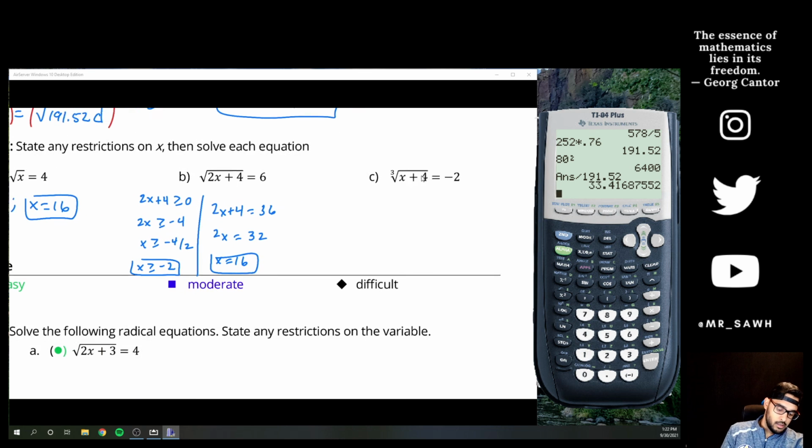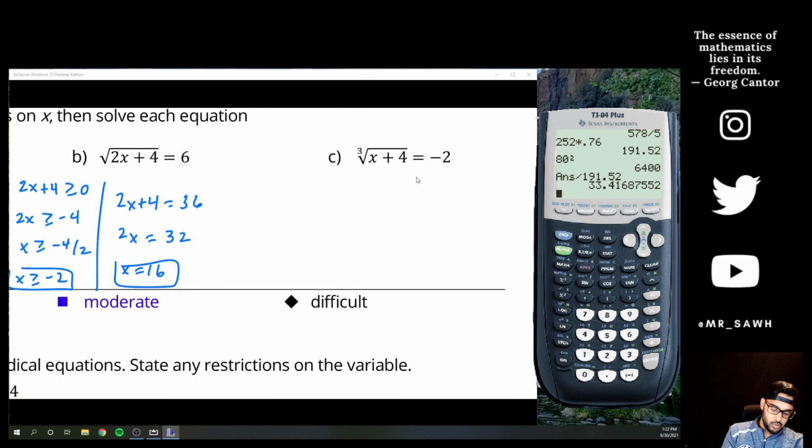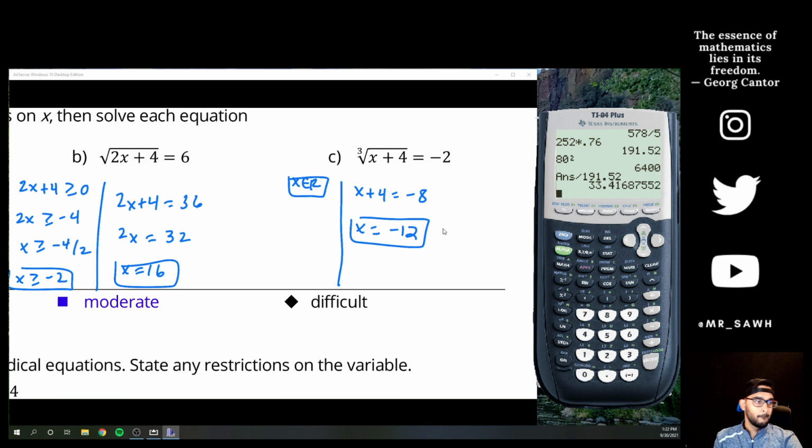Cube root for C, and again we said that if there's a cube root there is no restriction. It doesn't matter what x happens to be. Solving it means I'm going to cube both sides. So if I do that, that means x plus 4 is going to equal negative 8. Subtract a 4 on both sides, x will equal negative 12. If you put it back in to double check, negative 12 is now x, add 4 to it, take the cube root of negative 8, and you should end up with negative 2 like this says. So this one works as well.